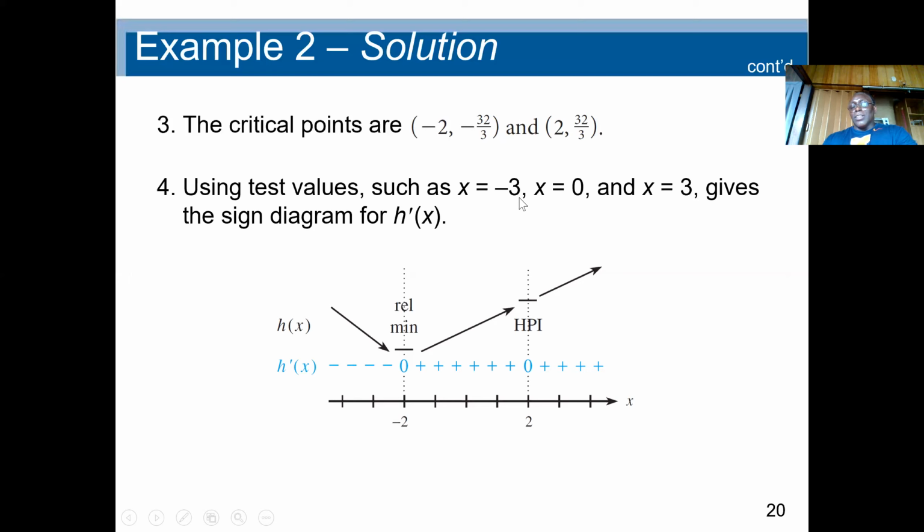So when you use -3, 0, and 3 to test the first derivative, h prime of x, this is what we get. The derivative of h at x, when x is -3, we get less than 0, so it's negative. When it's 0, positive. When it's 3, again positive. So this means we have only one turning point. From decreasing to increasing, we have a relative minimum, but we don't have a relative maximum because at this turning point, 0 and 3, both are increasing.